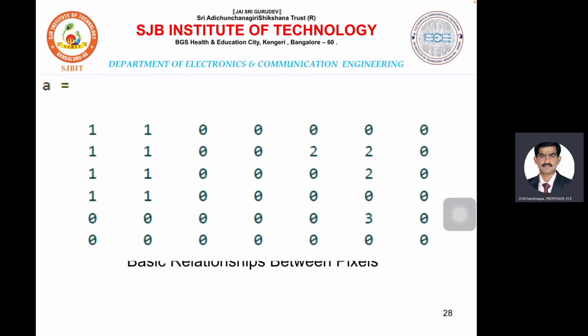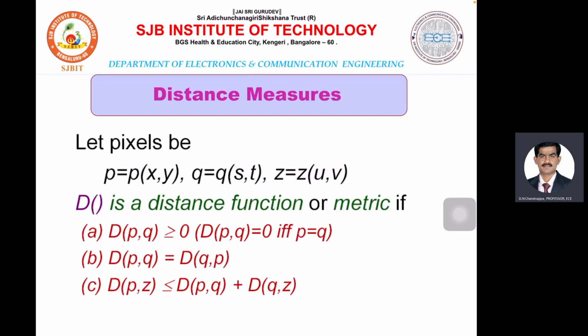So here, this is the concept of distance measurement. Euclidean distance is what we are going to use to measure between the pixels, whether it may be N4, ND or N8. This is what we call the basic relationship between the pixels.